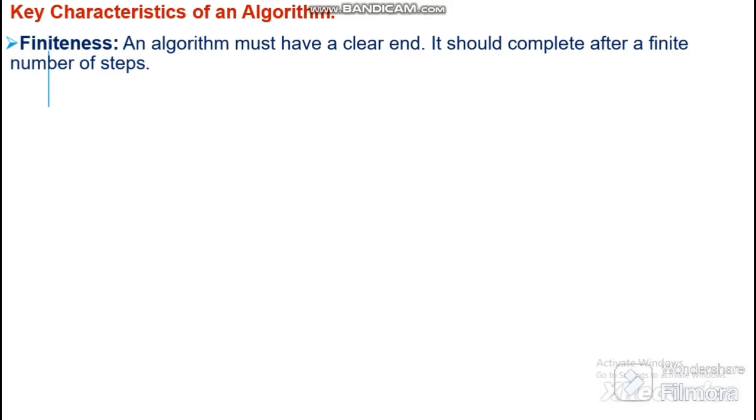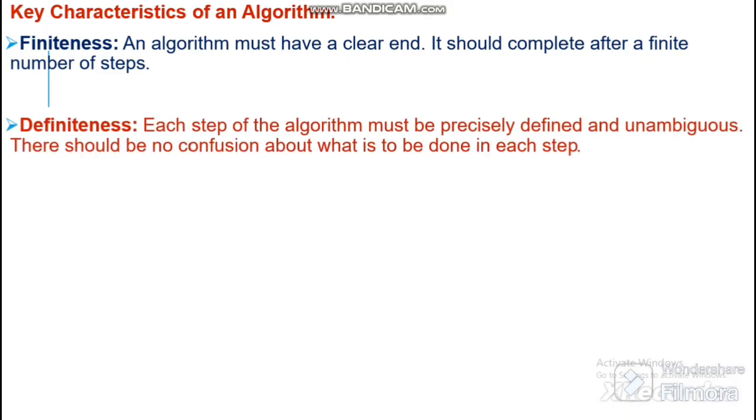Key characteristics of an algorithm. The first key characteristic is finiteness. An algorithm must have a clear end. It should complete after a finite number of steps. An algorithm should not have an infinite number of steps. So we should design an algorithm with a minimum number of steps, because as a good programmer, we need to design the minimum number of steps.